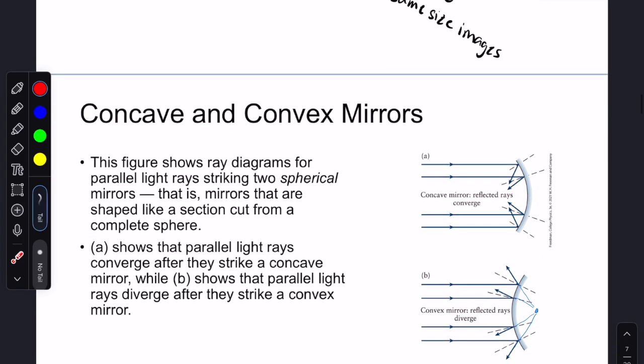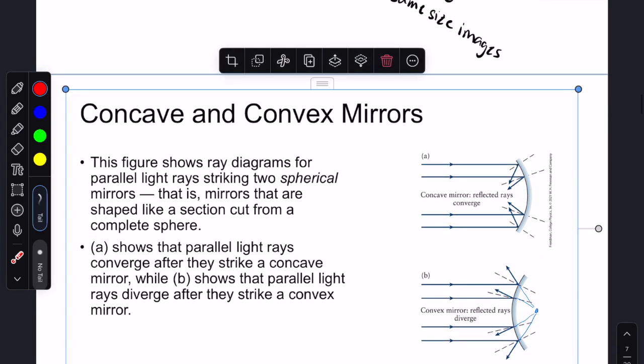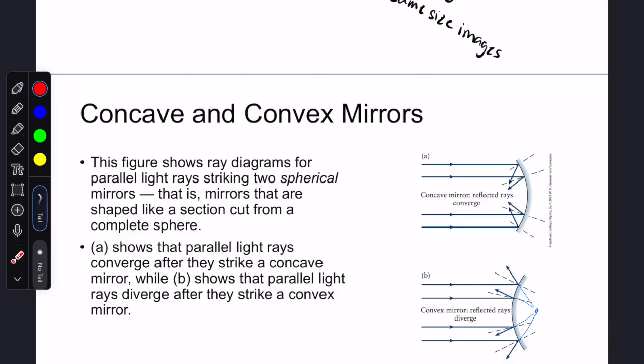So let's get into a little bit why they are like that. Well, this is a concave mirror, and we can draw, in general, the rays reflecting off of a concave mirror. If we have incident rays all coming in parallel, and they're striking different parts of the concave mirror, what happens to the reflected rays?